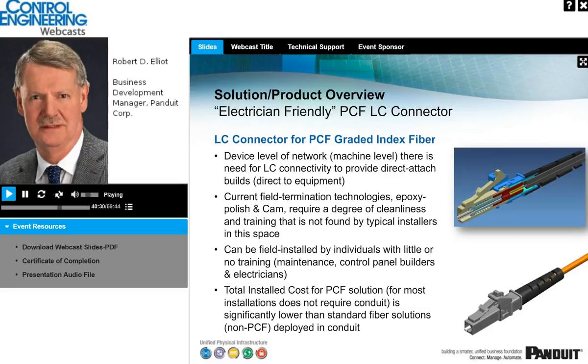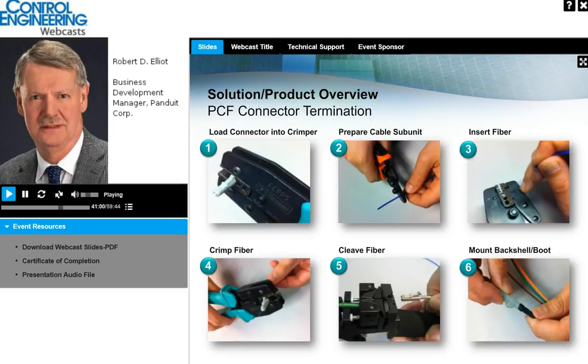Connectors have been developed for polymer clad fiber cable, again focusing on the LC connector, and this can be used for a direct attach field installed build. The current termination technologies can be handled by operators who have received little training in this. Highly reliable to get a fully secure and high performance connection.